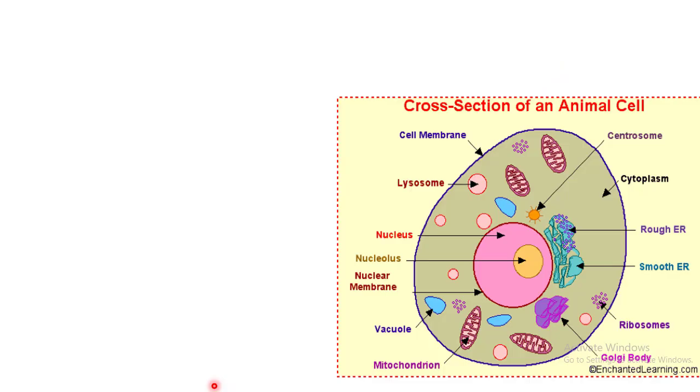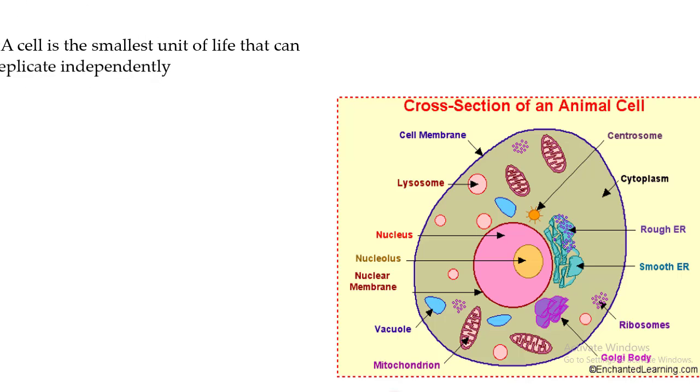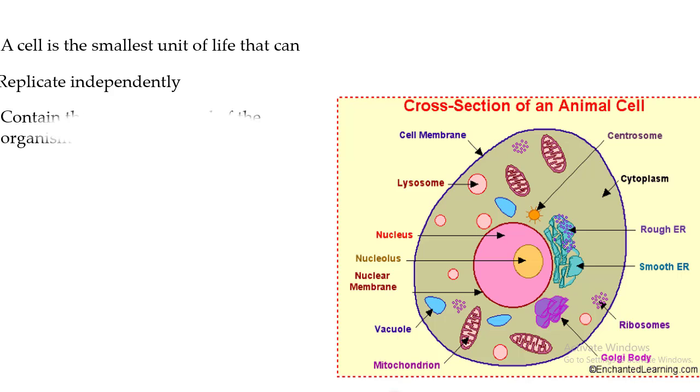This is the general diagram of the animal cell, and you can see the different components present in the eukaryotic cell. But generally, to give you an idea what the cells do, whether a prokaryotic cell or a eukaryotic cell, the cells are the smallest unit of life. What these cells do is replicate independently. They make their daughter cells, and they contain the genetic material of the organism.